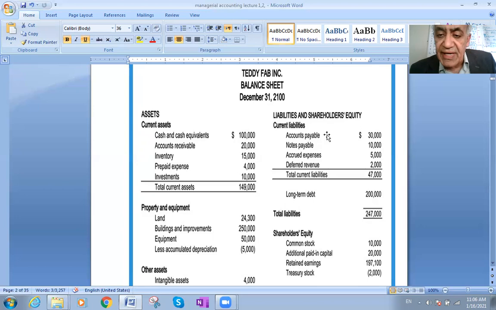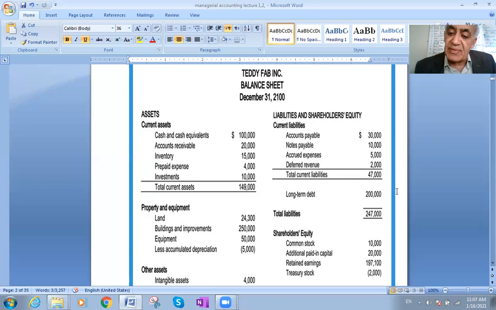So here is called accounts payable. You have to pay the people $30,000. You wrote promissory notes for $10,000, so you have to pay the people $10,000. Accrued expenses, you have to pay 5,000. You add it to your current liabilities, and the deferred revenues means there are revenues for you, but you didn't receive it yet. It's $2,000.